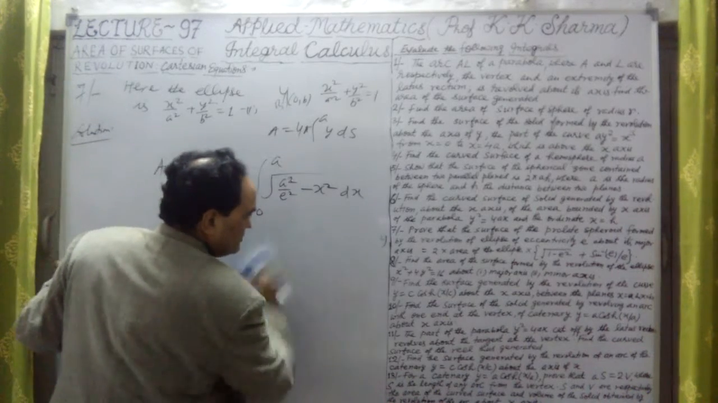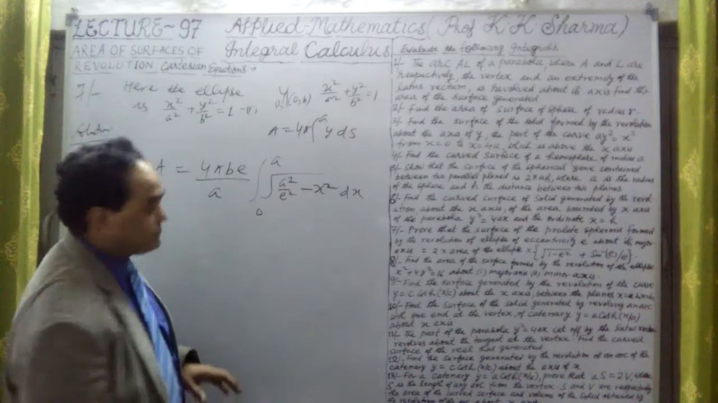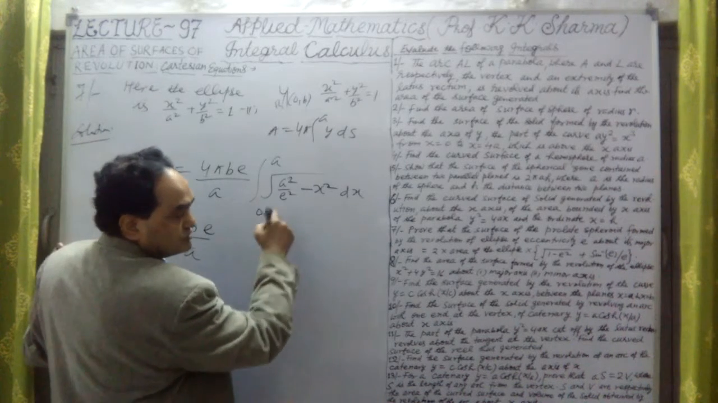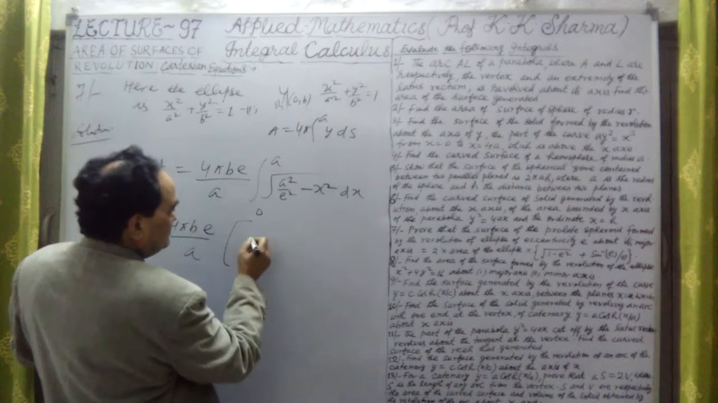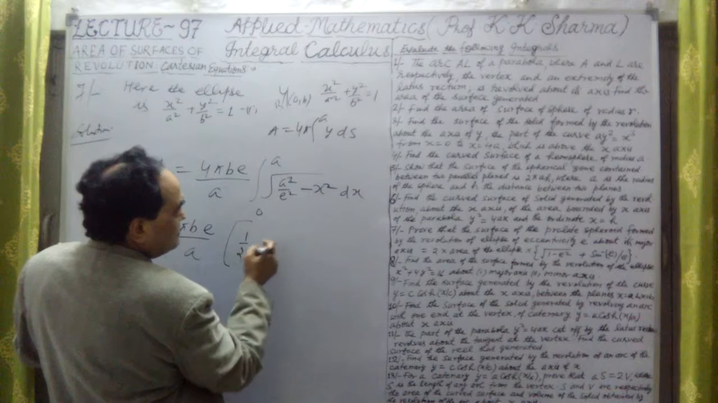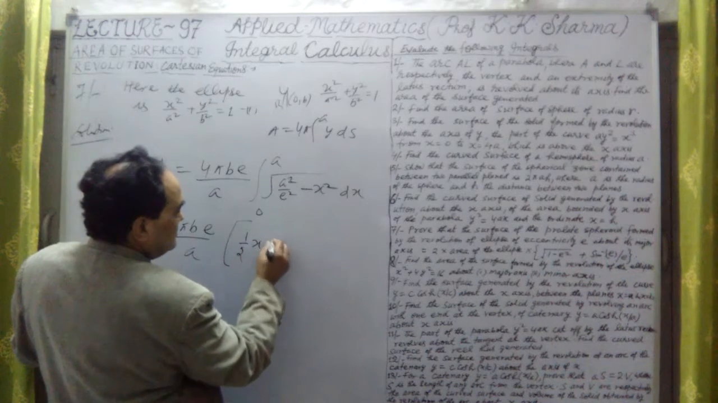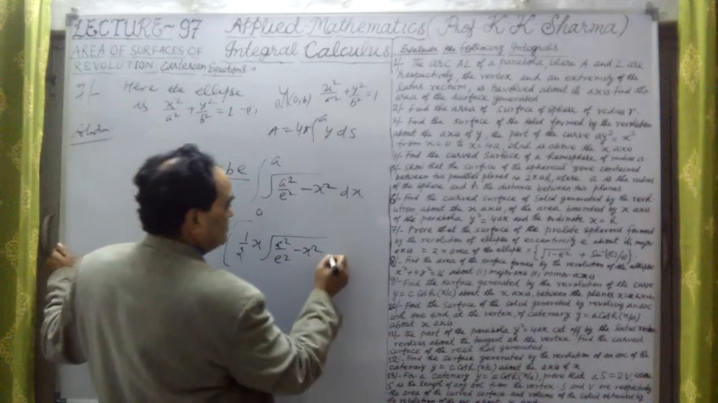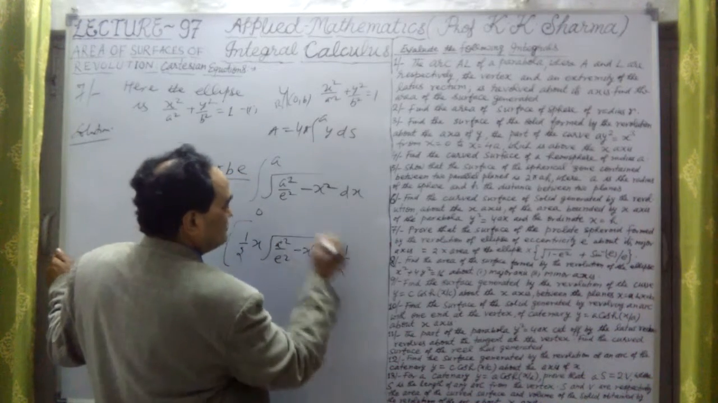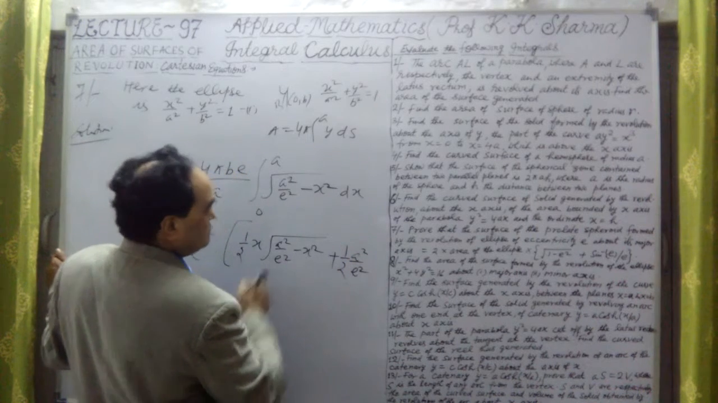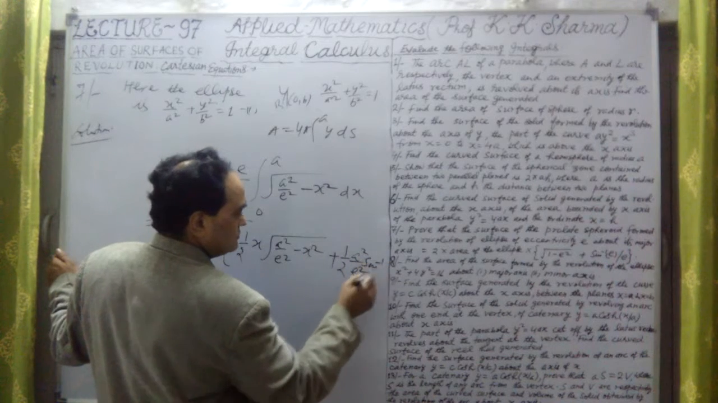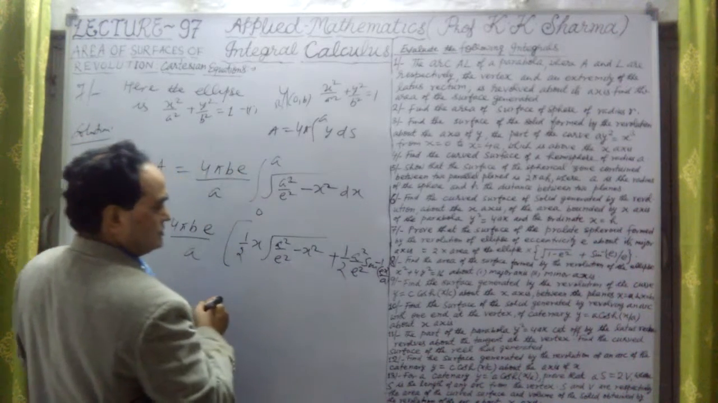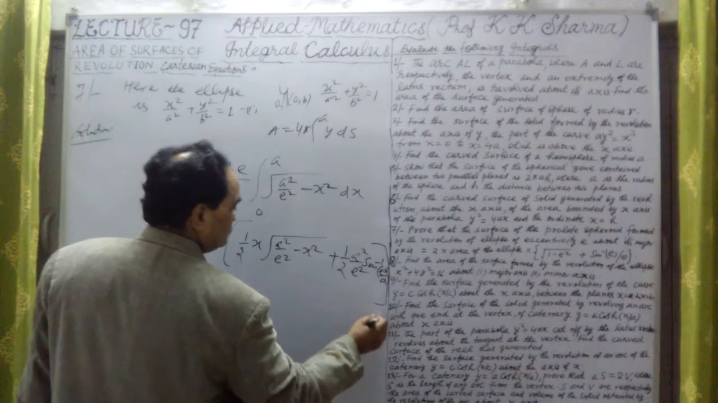Then the answer will be, let me check what answer comes out to be. Okay, so it will give us 4 pi b into e upon a. Integration of this, we know the integration of square root of a square minus x square. What is the integration of this? This is nothing but 1/2 x under root of this whole value, a square upon e square minus x square, plus 1/2 into a square, meaning a square upon e square, into sine inverse. Sine inverse will be x upon a upon e, that means e x upon a. Now this is with limit 0 to a.